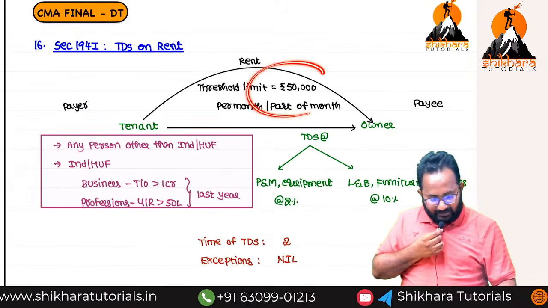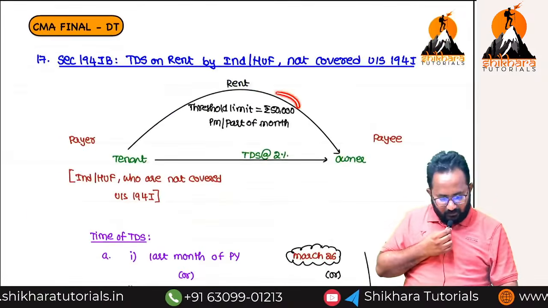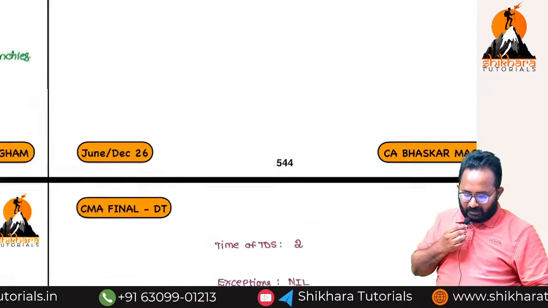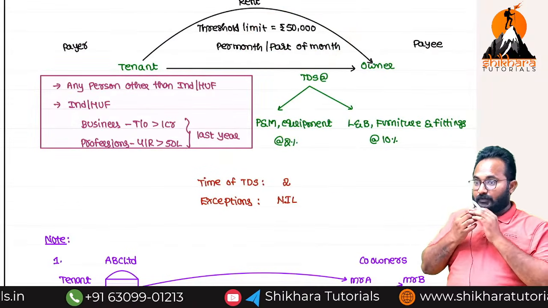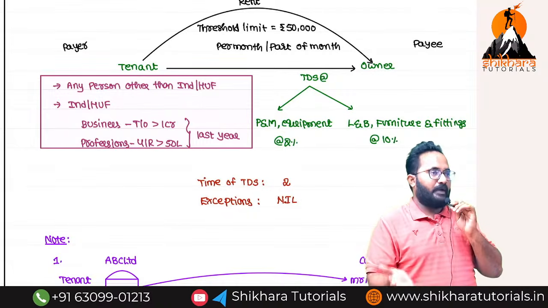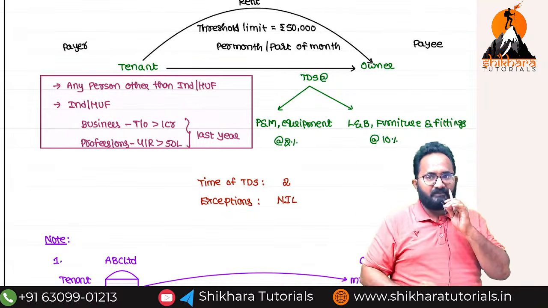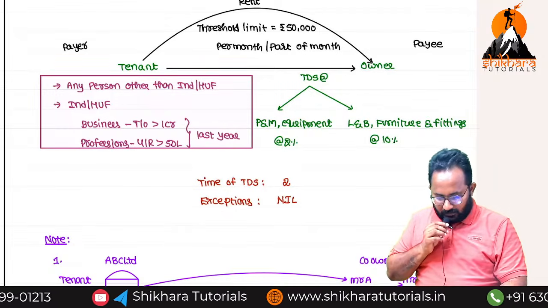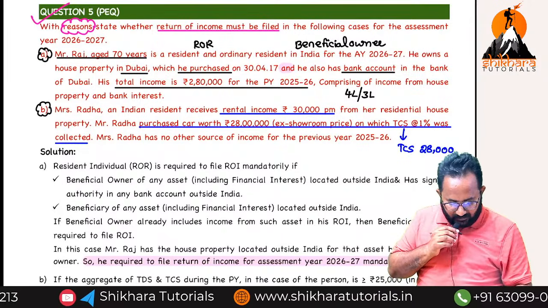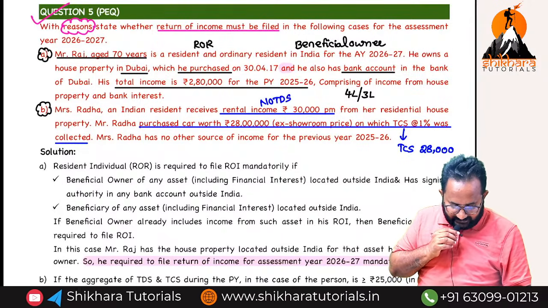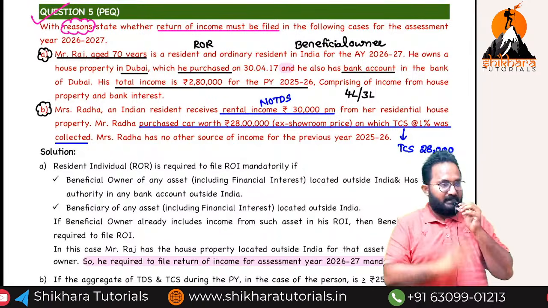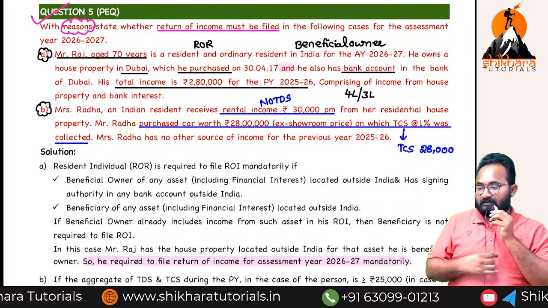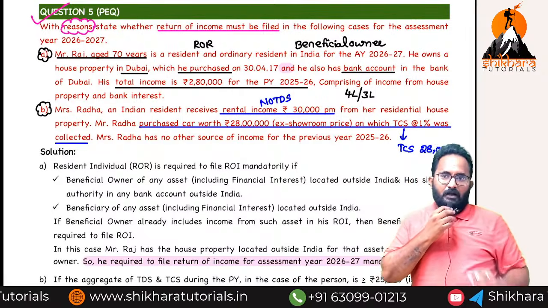For TDS on rent we have threshold limits, and how much? 50,000 per month. There is an amendment in both provisions. The threshold limit is 50,000. That means if you receive more than 50,000 per month, only then will they deduct TDS. Here how much are we receiving? 30,000. There is no TDS. Understood? In this case there is no TDS on this rental income because the threshold limit is 50,000 and she is receiving only 30,000. Understood this also?